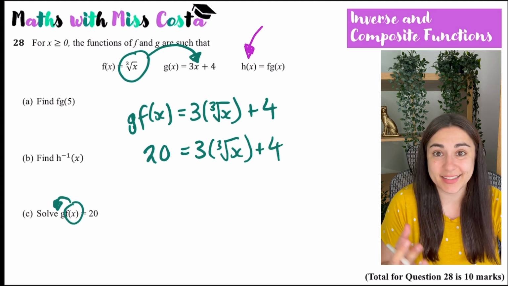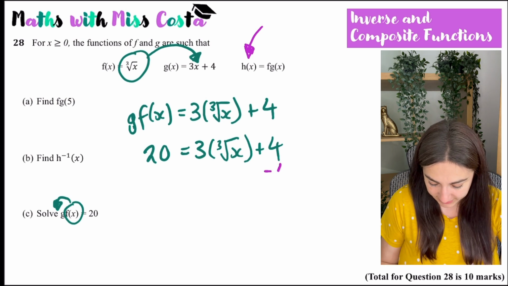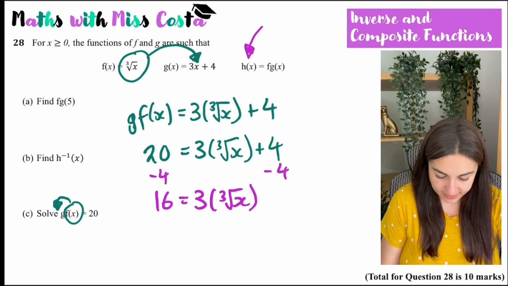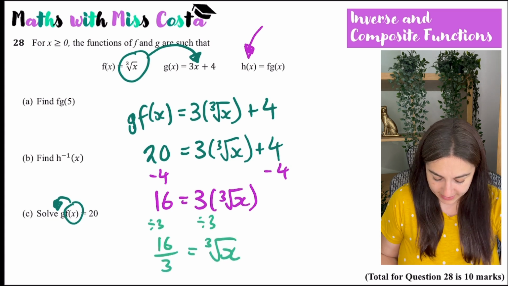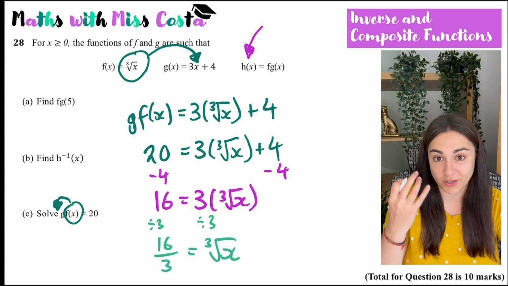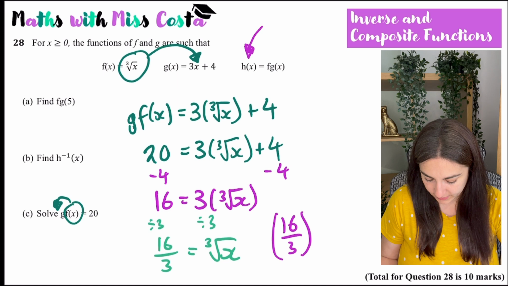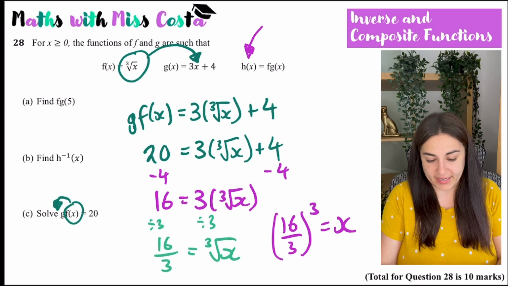Once again, it's just rearranging to solve. So take 4 from both sides: 16 equals 3 lots of the cubed root of x. Then we can divide both sides by 3: 16 over 3 equals the cubed root of x. And what's the final step? Well, x is being cube rooted, so we have to cube both sides. So 16 over 3 cubed equals x. And I can just type that into my calculator.